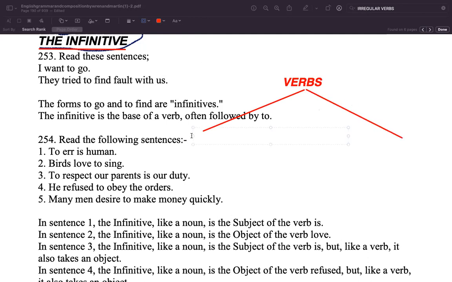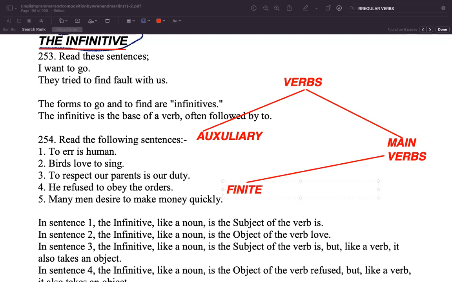So we know that there are two types of verb, auxiliary, and the other one is called a main verb. So under the main verb, you will find two more. One is called a, what is that? Finite verb, another one is infinite. Very good, finite. And the other one is called non-finite. So what is the job of the non-finite?